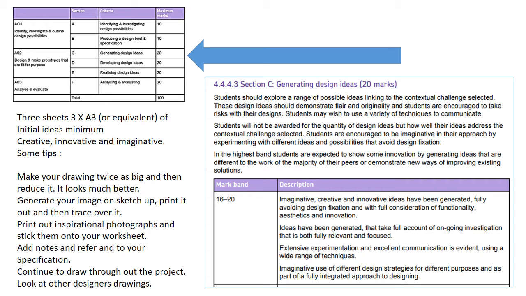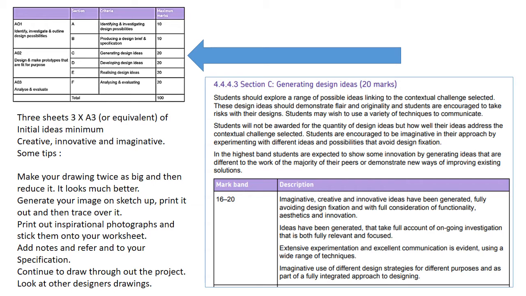Some tips down here: you can make your drawing twice as big and then reduce it. So do a nice big drawing on A3 piece of paper and then reduce it down to A4. Or when you come to photograph it and scan it into your folder, then you've got a smaller version. It always looks much better. Okay, just remember, make your lines nice and dark and the lettering and the annotation nice and clear.